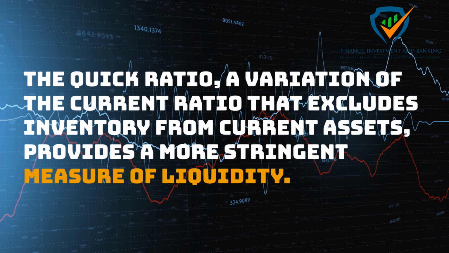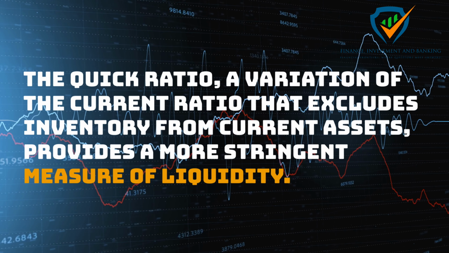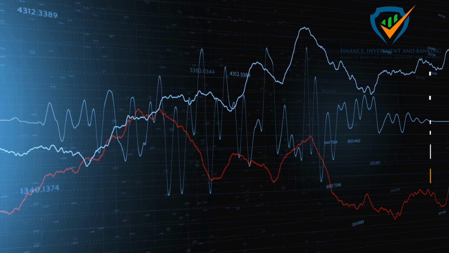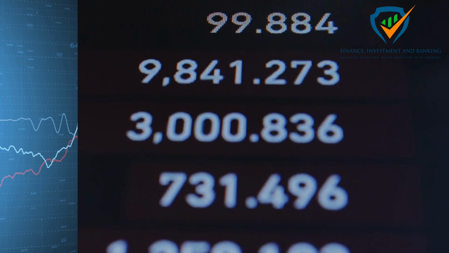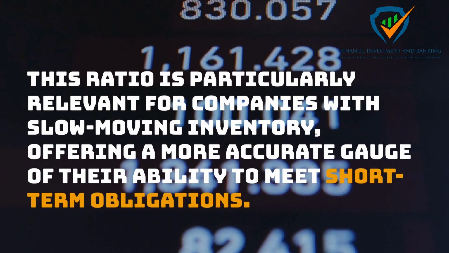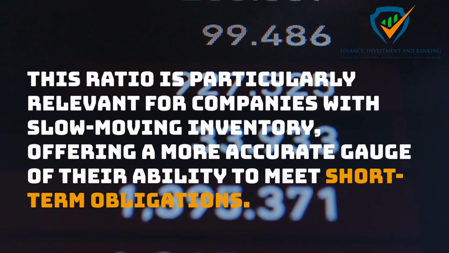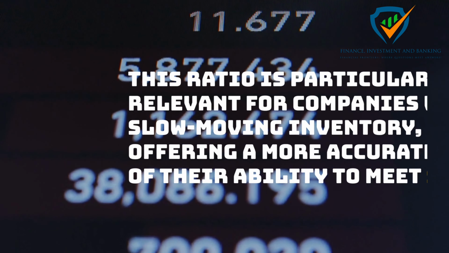The quick ratio, a variation of the current ratio that excludes inventory from current assets, provides a more stringent measure of liquidity. This ratio is particularly relevant for companies with slow-moving inventory, offering a more accurate gauge of their ability to meet short-term obligations.